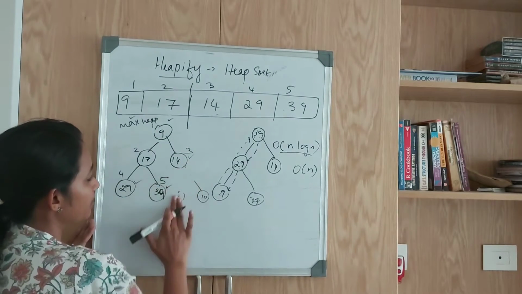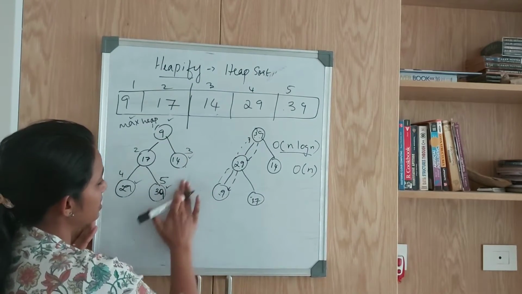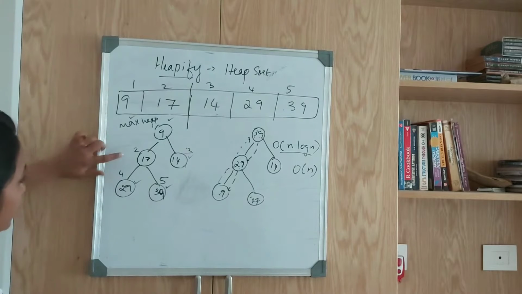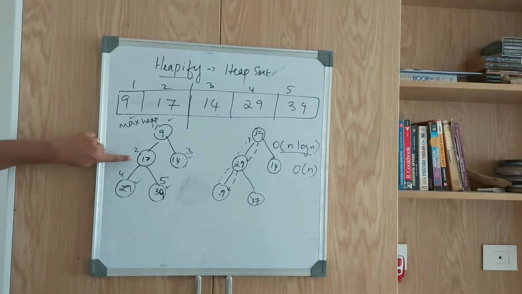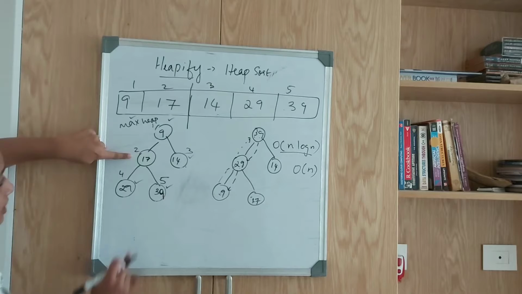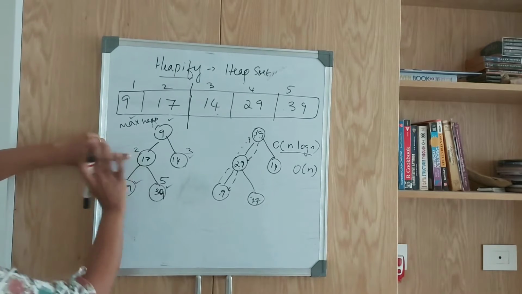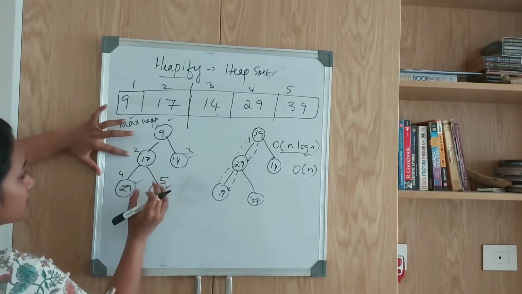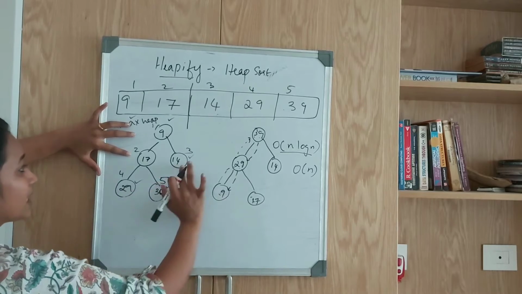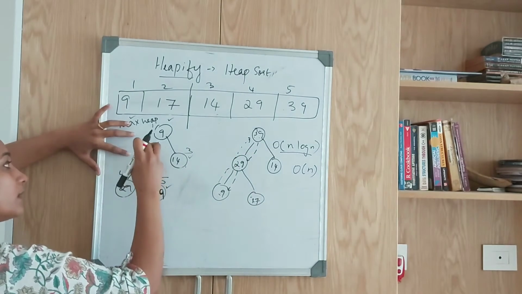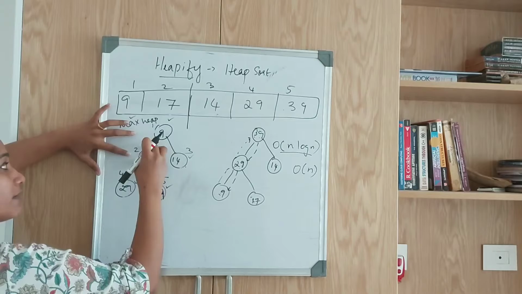Now, let me delete this. This is not needed for this example. So in this example, the largest non-leaf node is 17, which has index 2. So you are going to avoid 39, 29 and 14, and start working only from 17 and 9.